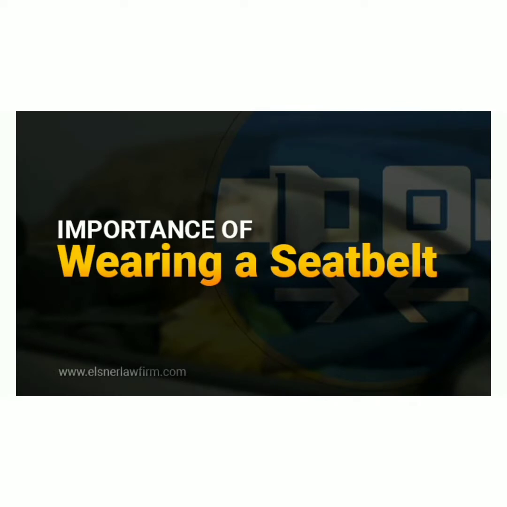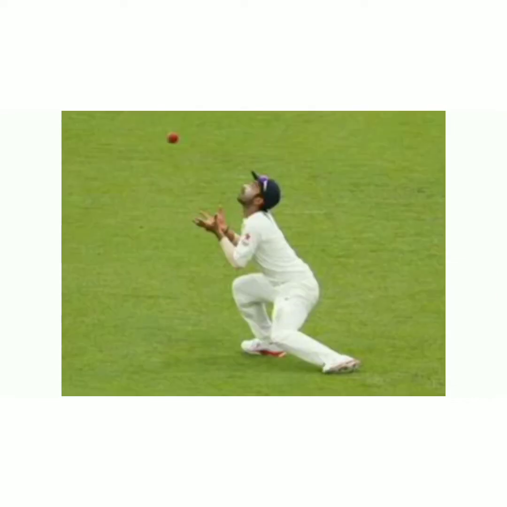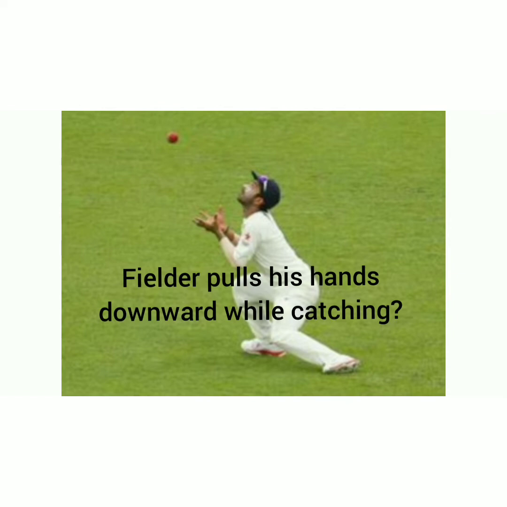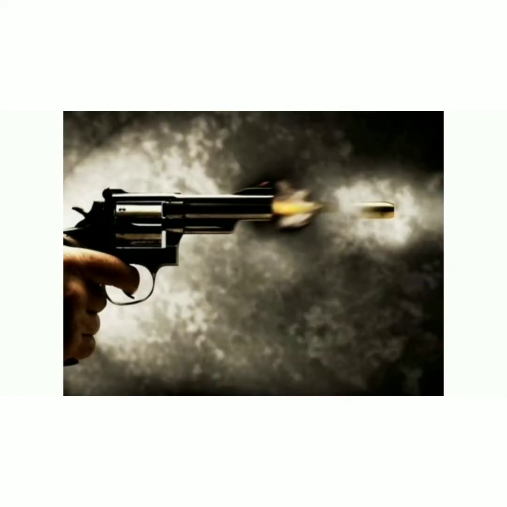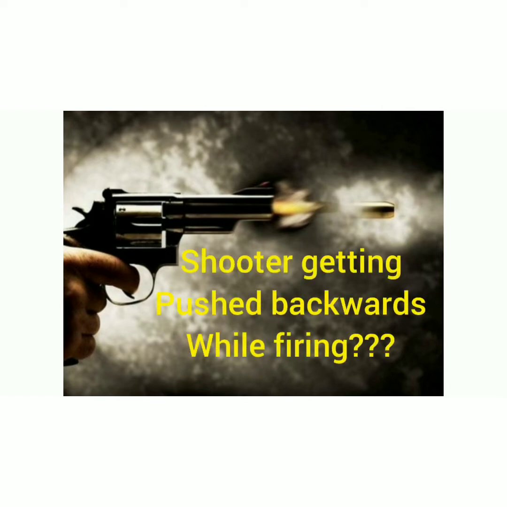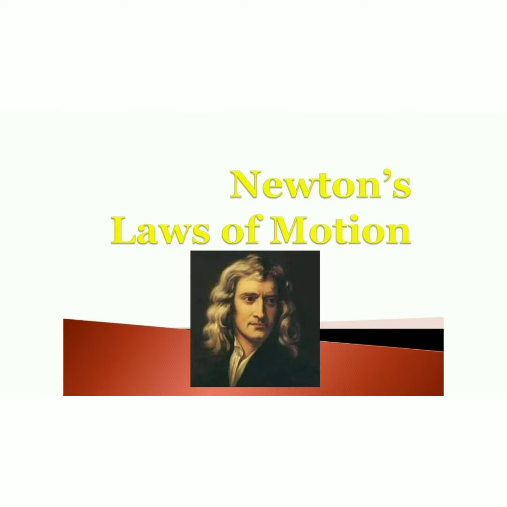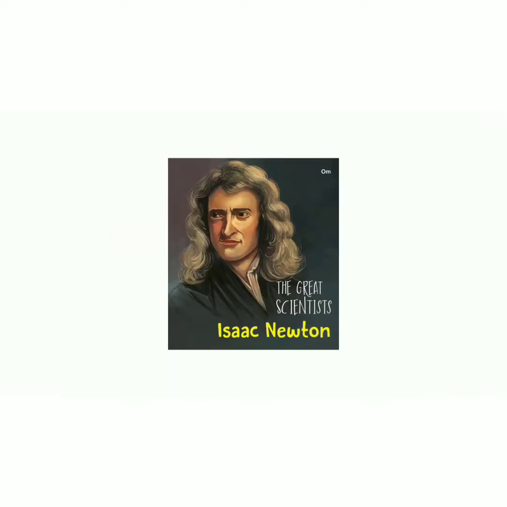First, we know when we travel, seatbelt is compulsory. Why is it so? Second question, when playing cricket, a fielder pulls his hand downwards while catching. Why? Third question, when a shooter fires the gun, what makes him push backwards? All these questions' answers are connected with Newton's first, second, and third law of motion.